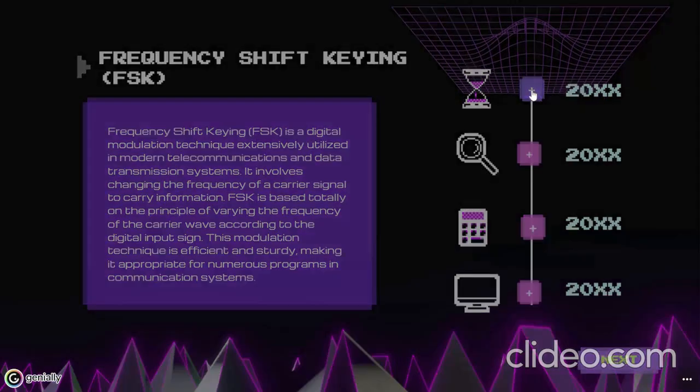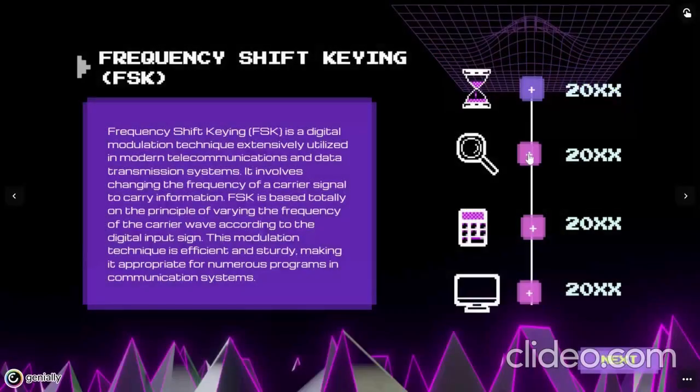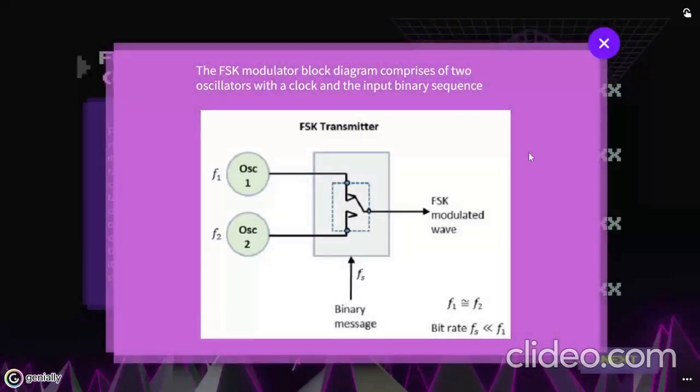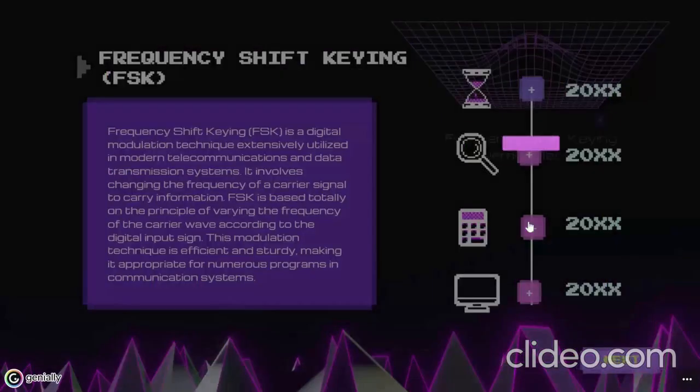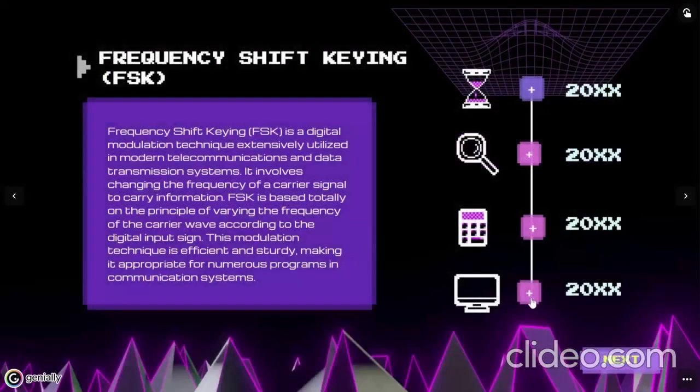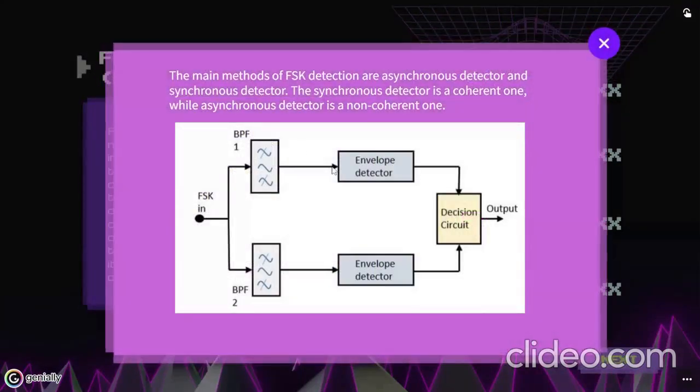Frequency shift keying has two parts. First is modulation. The FSK modulator block diagram comprises two oscillators with the clock and the input binary sequence. The second one is demodulation. The main FSK detection methods are the asynchronous detector and the synchronous detector, which involve an envelope detector.